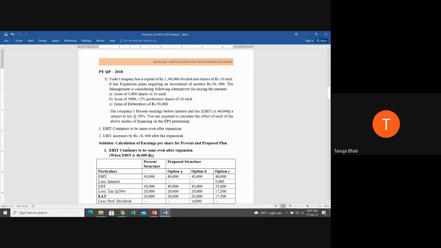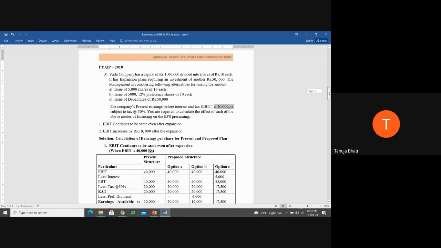So let us start the calculation of earnings per share for the present and proposed plan. For the first one, the EBIT is remaining the same even after expansion. That EBIT is 40,000, and even after expanding, the earnings before interest and tax remains 40,000. So see students here.